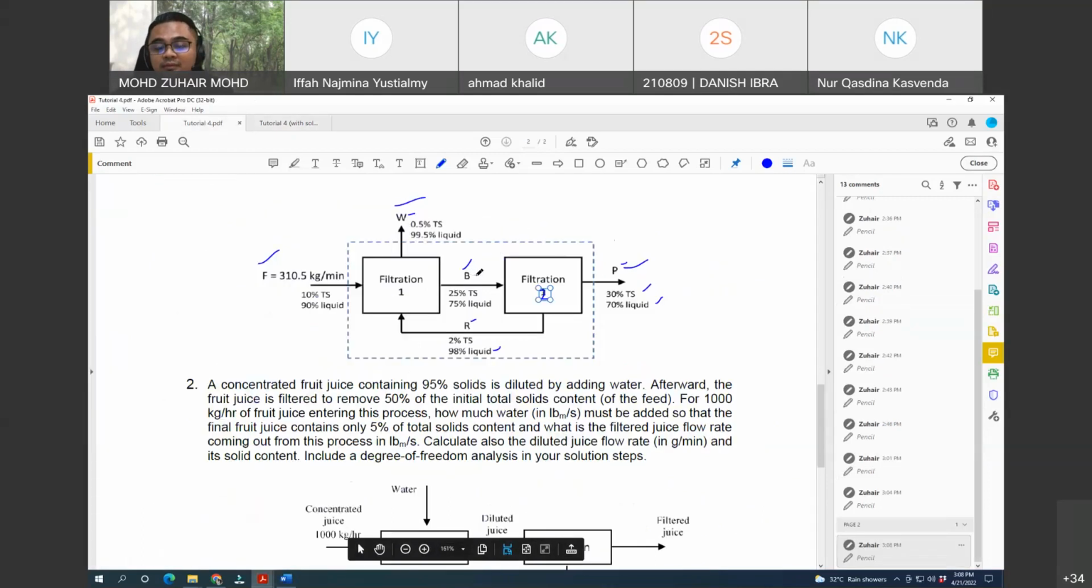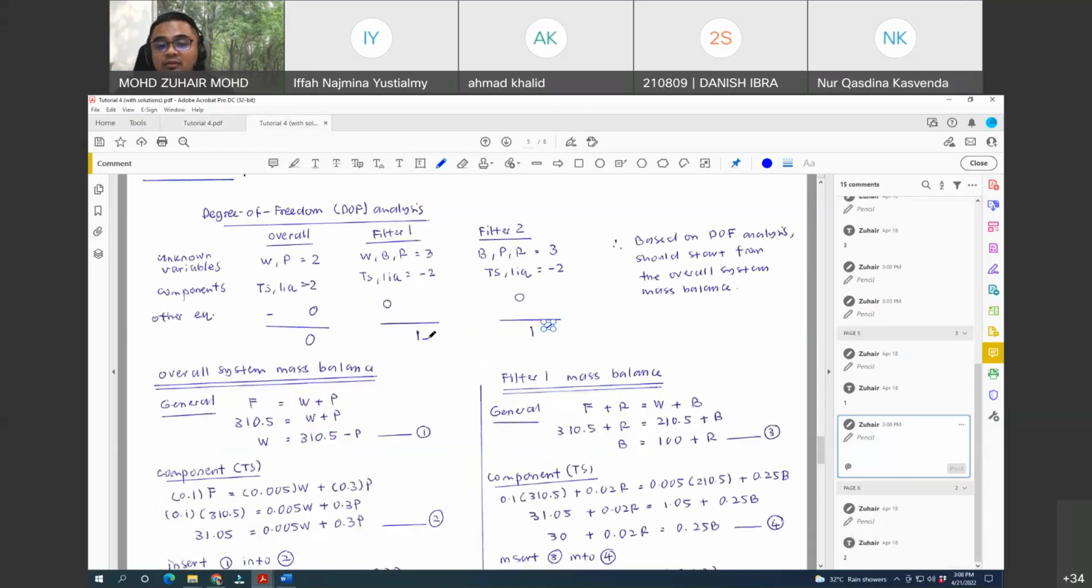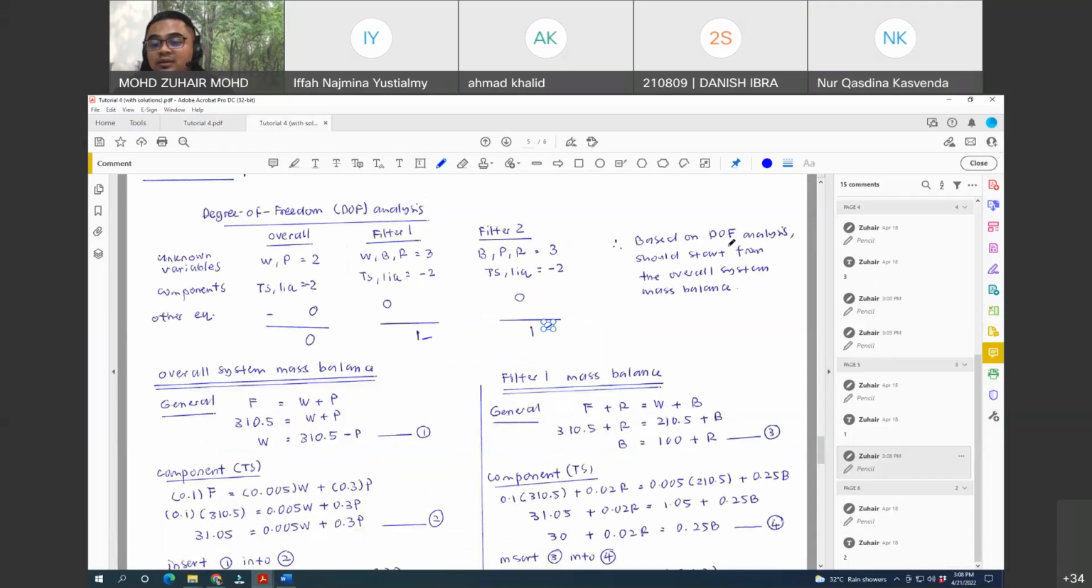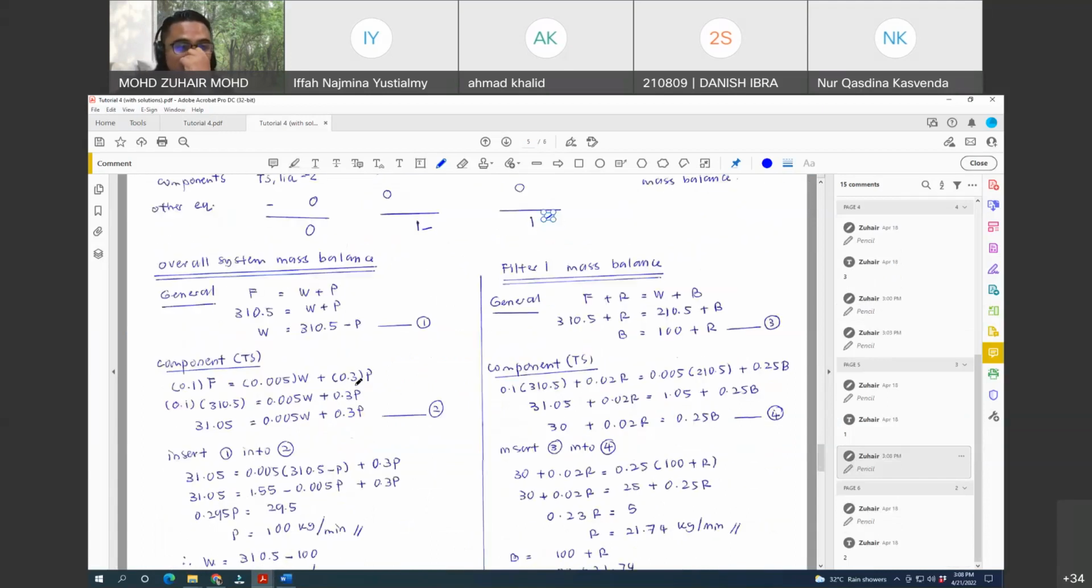We have the unknown variables B, R, and P, and we have two components. So the degree of freedom analysis is equal to 1. We cannot start the degree of freedom analysis from filter 1 or filter 2. Hence, based on the degree of freedom analysis, we should start from the overall system mass balance. So let's start with the overall system mass balance.